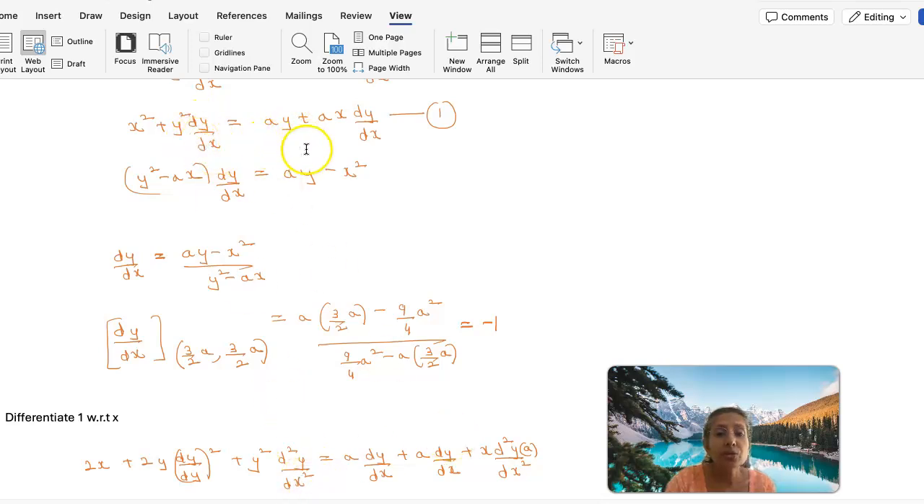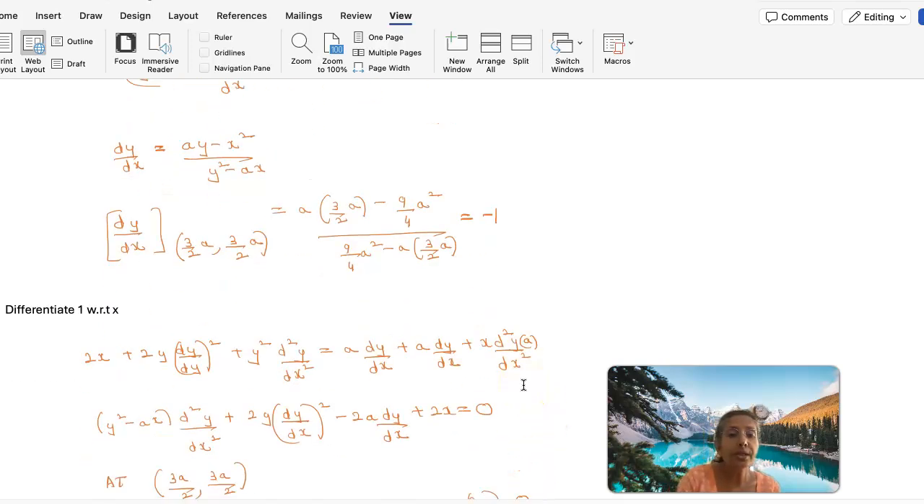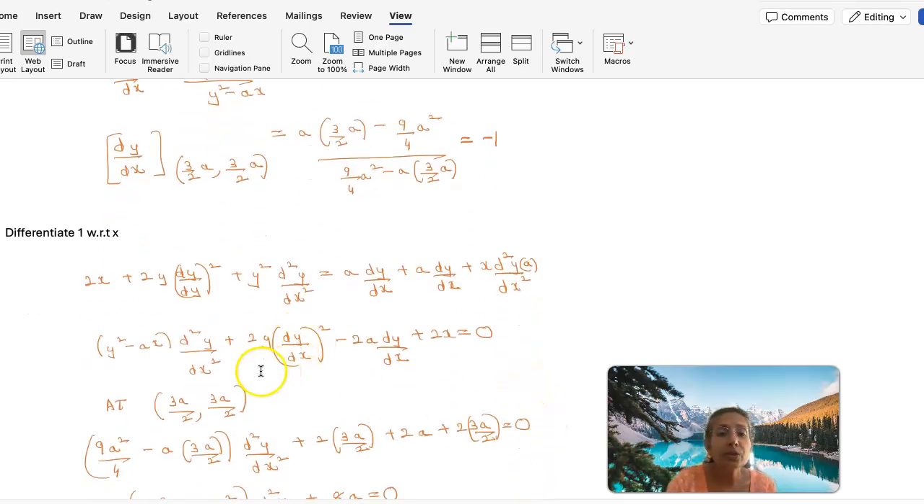Again apply the product rule here. Now here it is just dy by dx. Here for x dy by dx I need to apply the product rule. So I get a dy by dx plus a x d2y by dx squared. So take the terms in d2y by dx squared to one side.